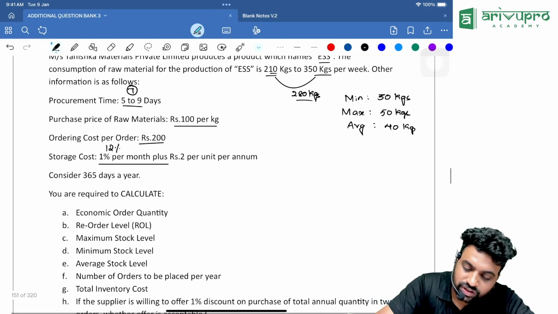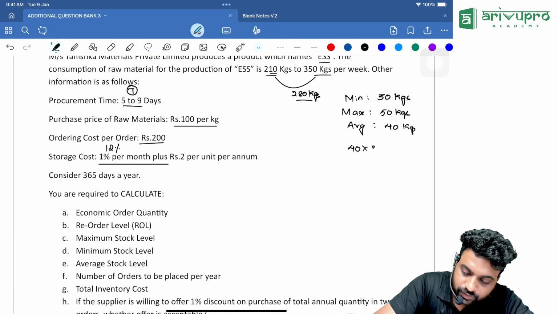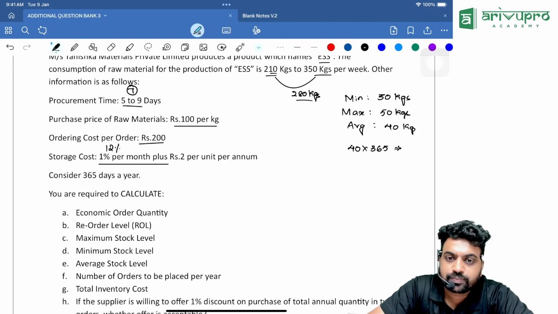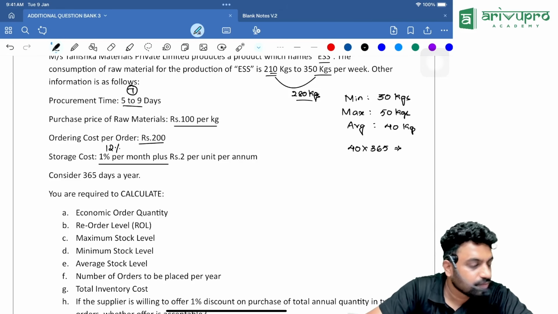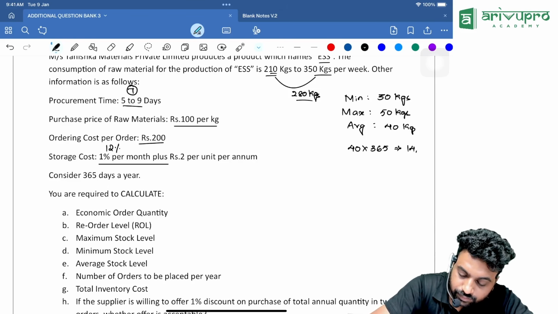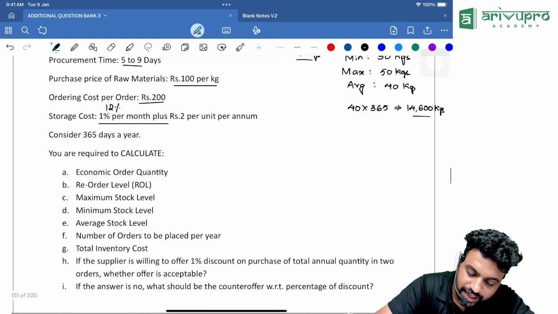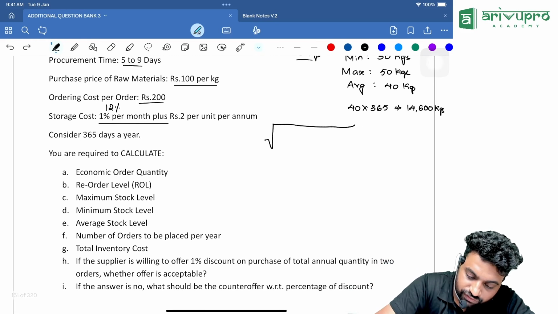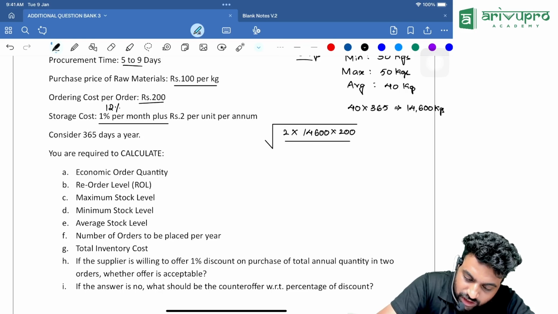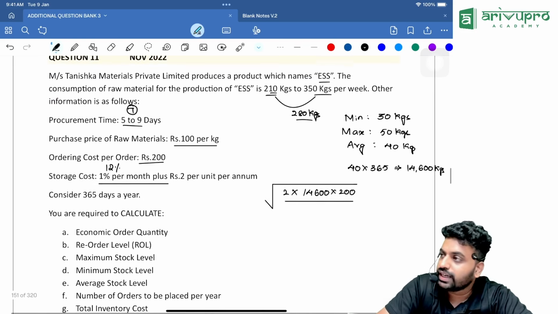Now we know the average consumption. Average consumption into 365 gives the annual requirement. How much is it? 14,600 kgs. Is that clear? EOQ is the square root of 2 into A, which is 14,600, into O, which is 200, divided by carrying cost per unit per annum. Try to understand.